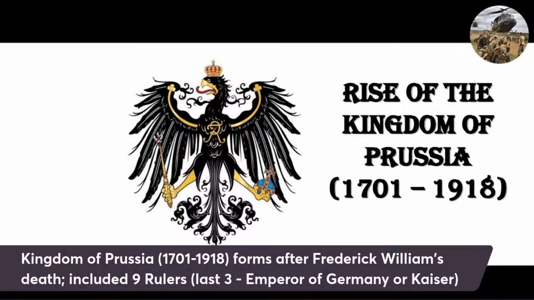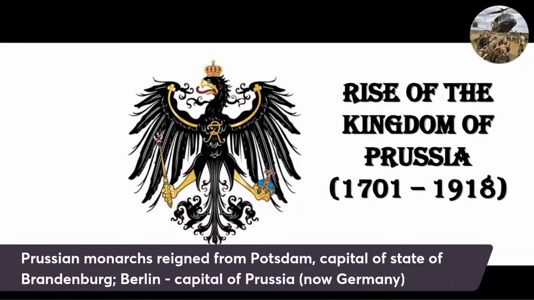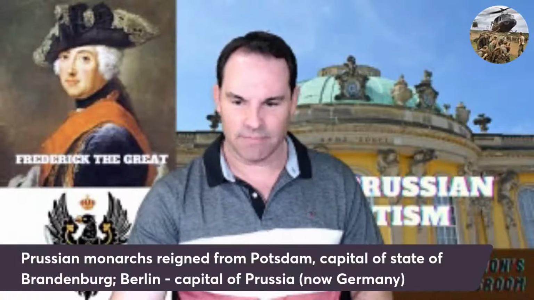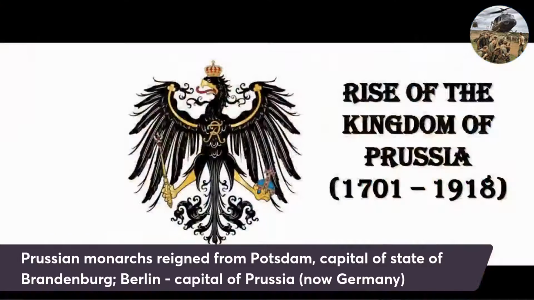The Prussian monarchs, by the way, didn't reign from Berlin. They reigned from Potsdam. Potsdam was the capital of the state of Brandenburg. That's where they had a lot of their palaces, like the one behind me that I showed you earlier, which is Sanssouci. It's one of the famous palaces that they had, one of several. So they reigned basically from there. And Berlin was the actual capital of Prussia and later Germany also.